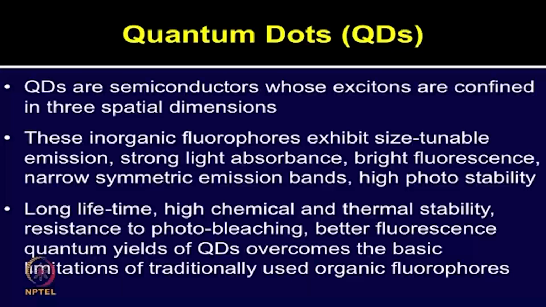Let us first discuss quantum dots or QDs. So, what are these QDs? QDs are nanocrystals or nanoparticles in the size range of 1 to 10 nanometers, displaying unique photochemical and photophysical properties. They are semiconductors whose excitons are confined in 3 spatial dimensions.